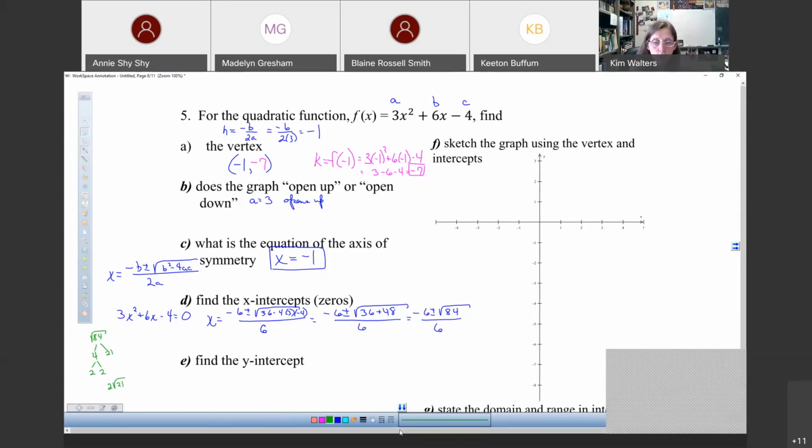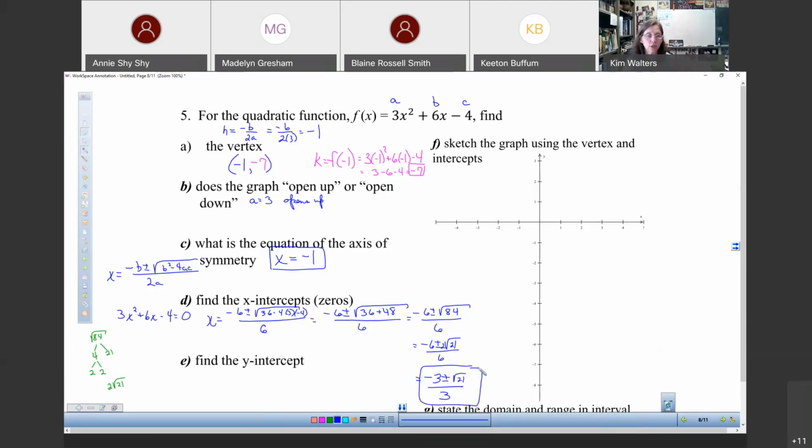Okay, so just kind of finishing this out, I have negative 6 plus or minus the square root of 2 times the square root of 21 over 6. And this simplifies to negative 3 plus or minus the square root of 21 over 3. And those are my two x-intercepts. Ooh, icky, messy, yuck. So not going to graph those. But we still have an idea of where they are.